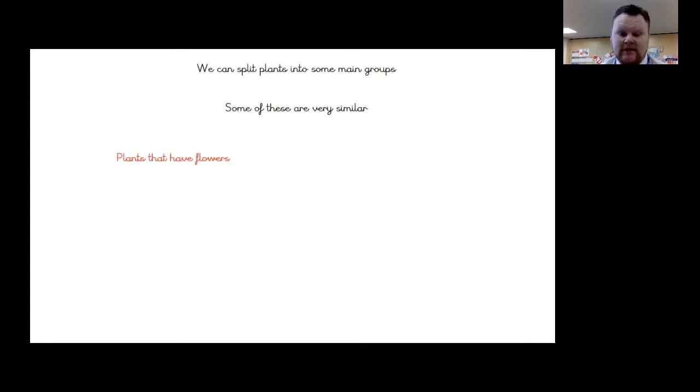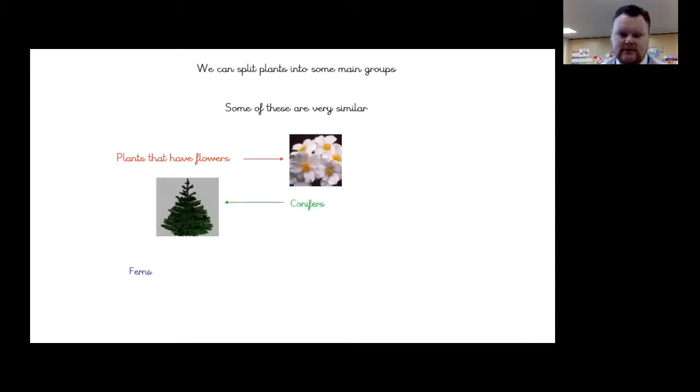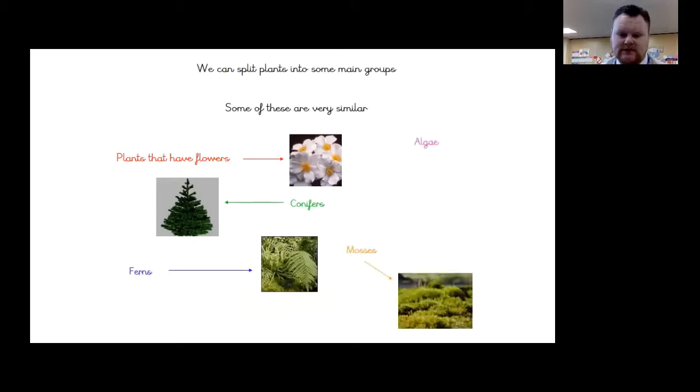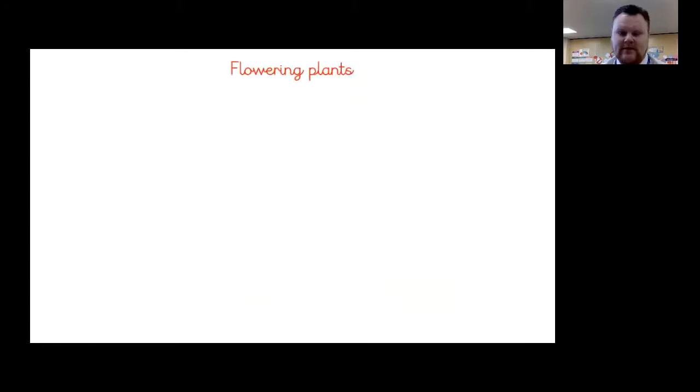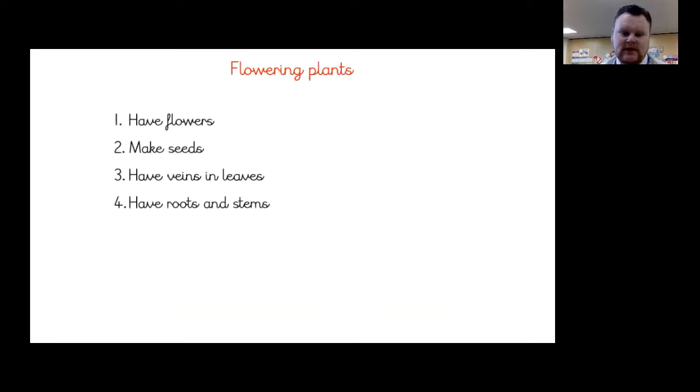So we have plants that have flowers, conifers, ferns, and mosses, and algae. Flowering plants. Here are some features of flowering plants. They have flowers, they make seeds, they have veins in their leaves, and have roots and stems.